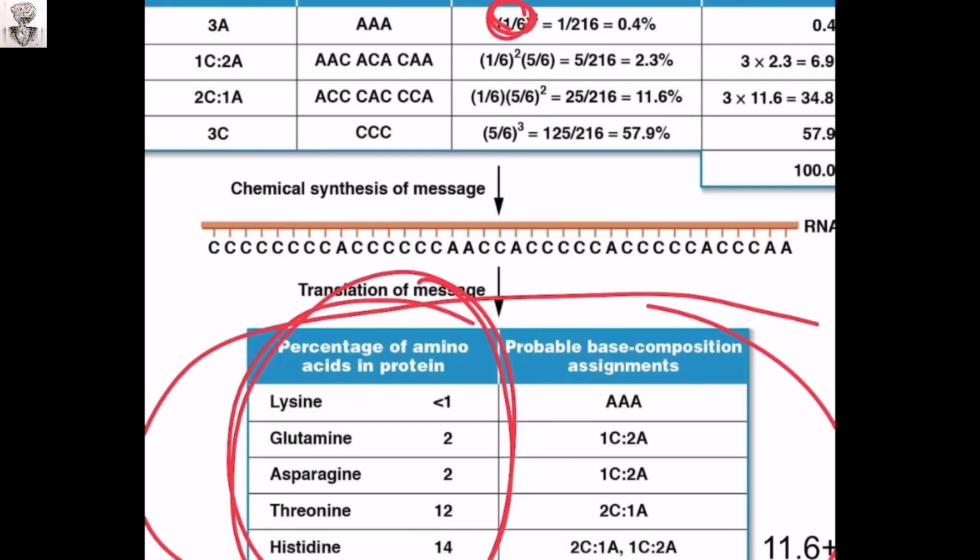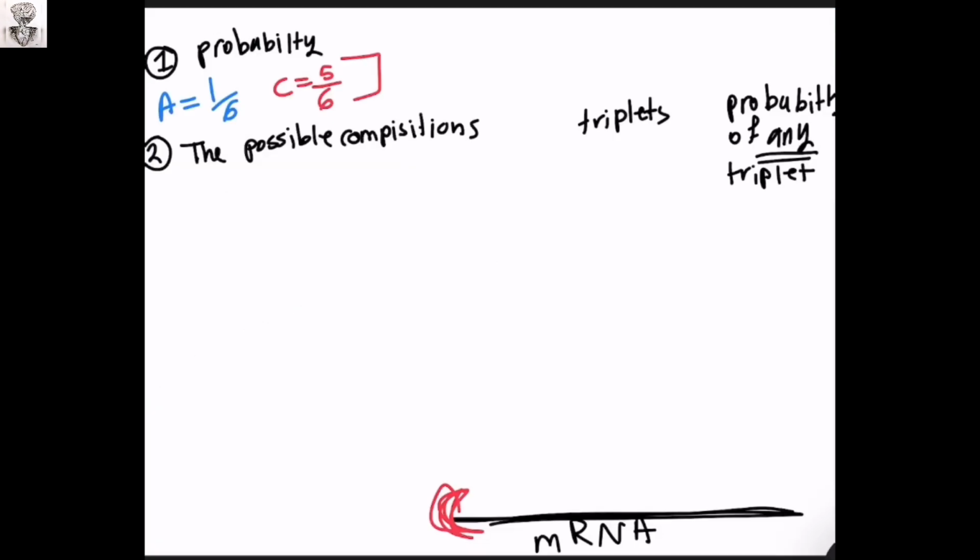And the chance of having C is going to be 5/6. I want you to remember that this mRNA that we've synthesized is random. We don't know its composition. So first thing, we got the probability of having each nucleoside diphosphate. Okay, then we are going to see the possible composition. So let's start. I might have 3 A's, so my codon would be AAA.